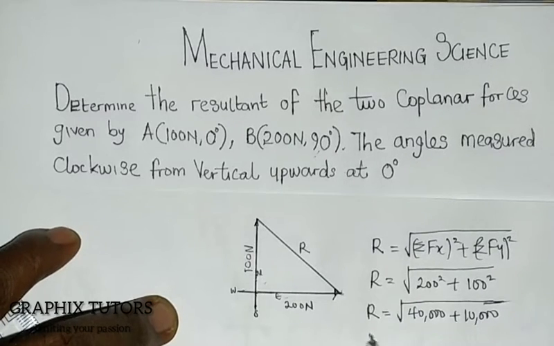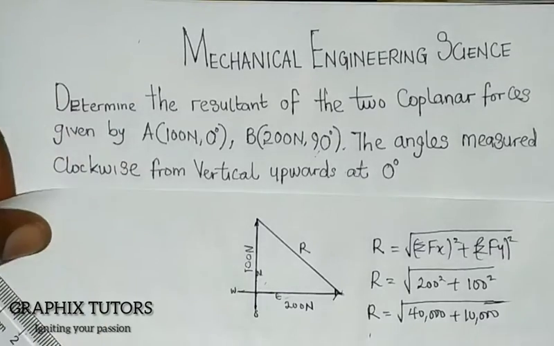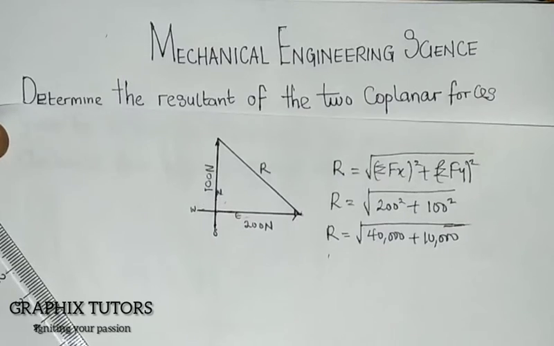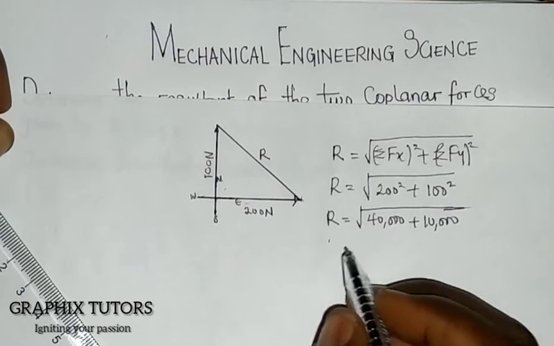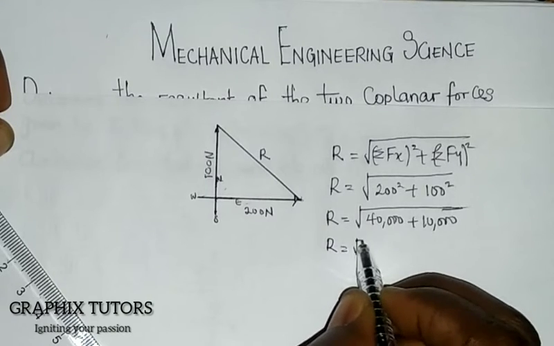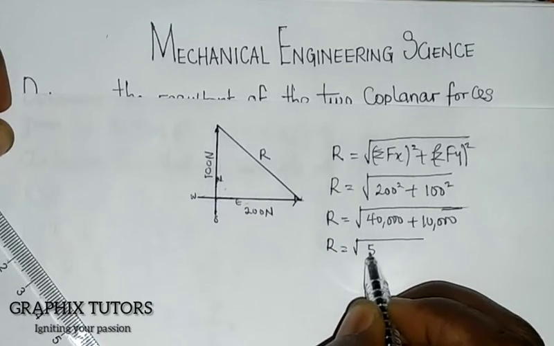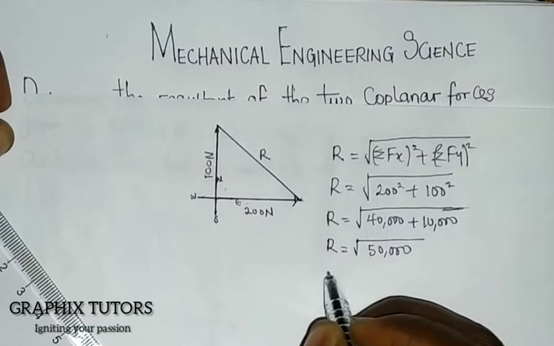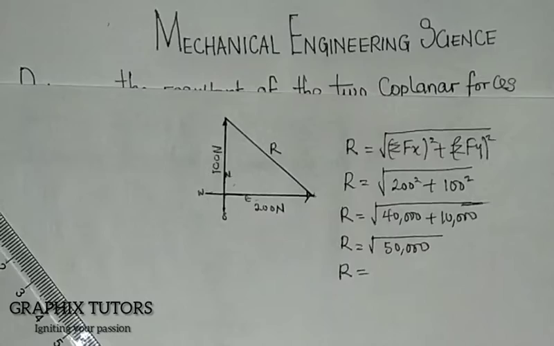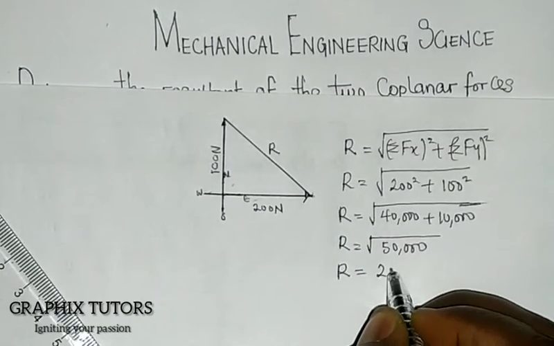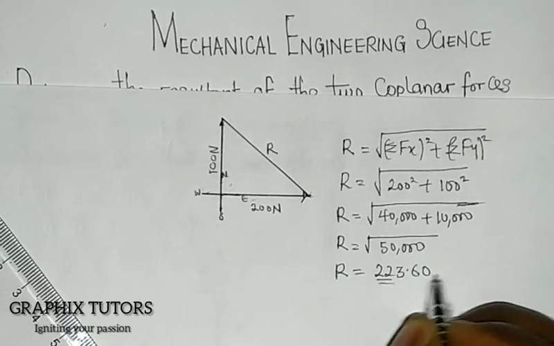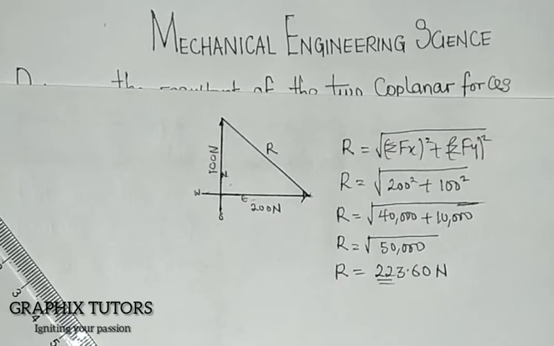So the resultant force R will now be the square root of 50,000. So what is my R here? The square root of 50,000 will be 223.60 Newton. That will be my resultant force.